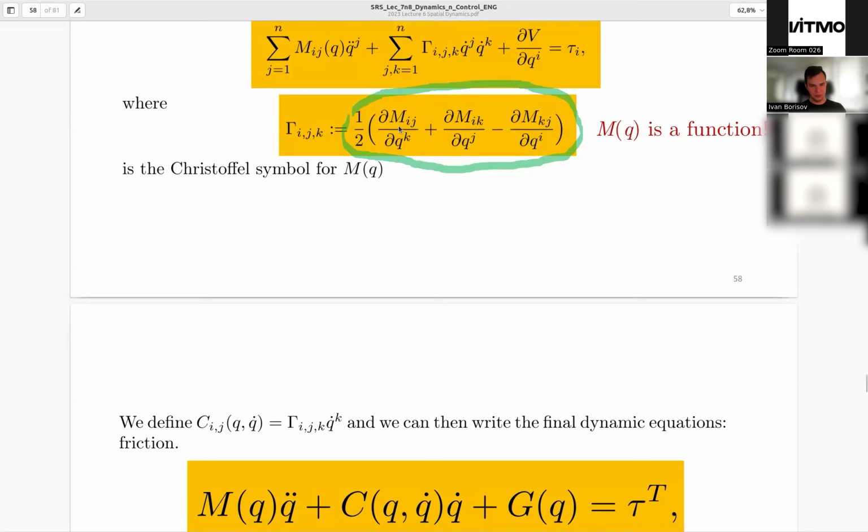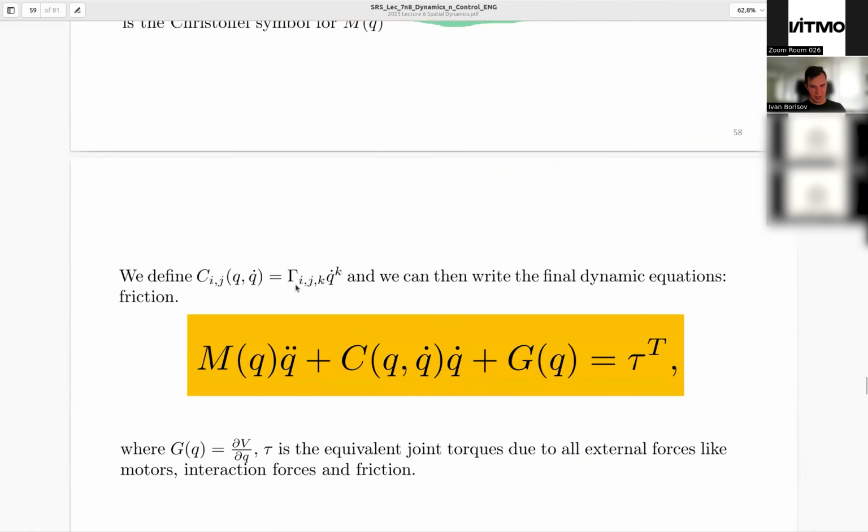And if you do this, gamma times the vector of velocities will equal the C matrix. Basically it's something that any simulator does for you, or if you would like to do this analytically, you can use a framework like Pinocchio. It will also derive this component for you.